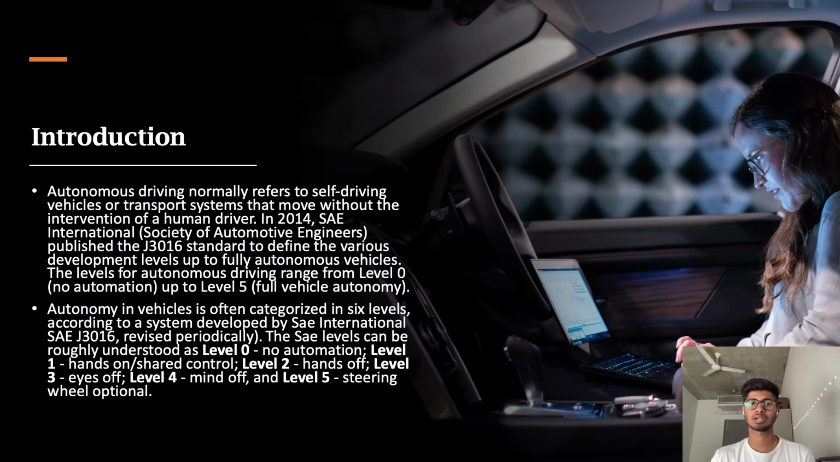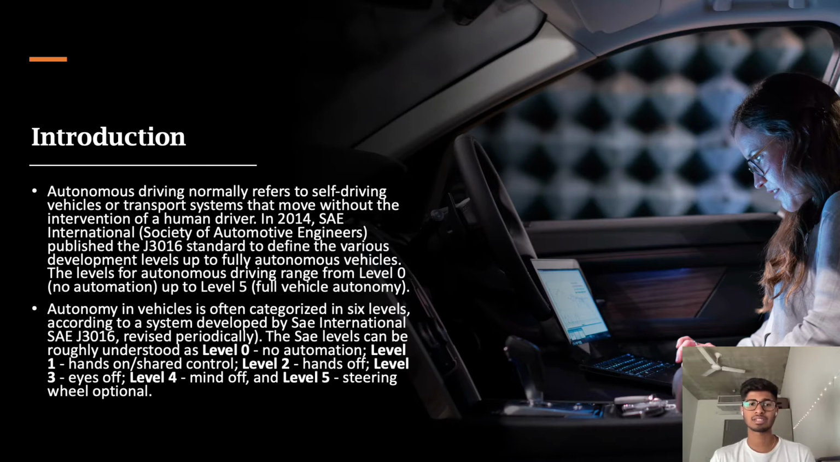Let's start with the introduction. Autonomous driving normally refers to self-driving vehicles or transport systems that move without the intervention of a human driver. Autonomy in vehicles is often categorized in 6 levels according to a system developed by SAE. SAE stands for Society of Automotive Engineers.